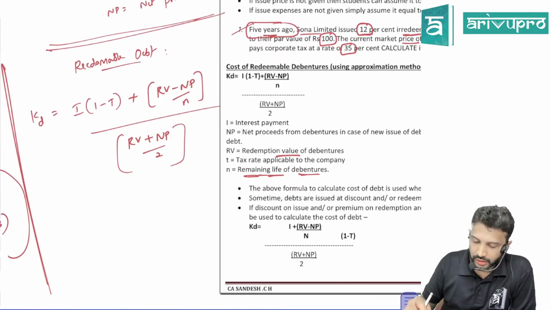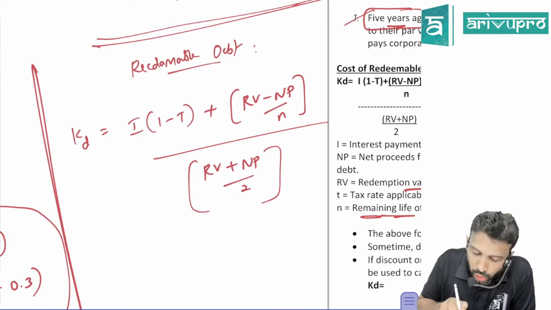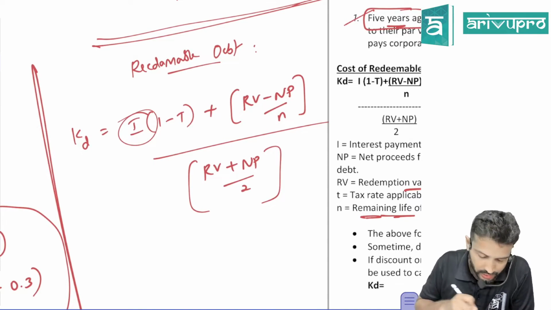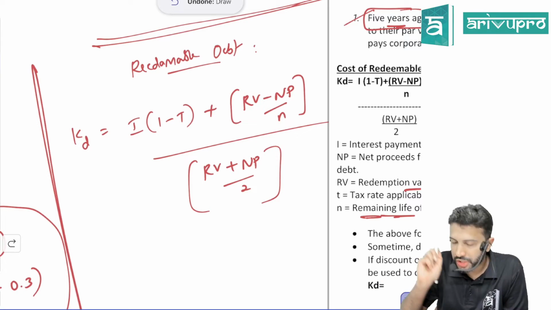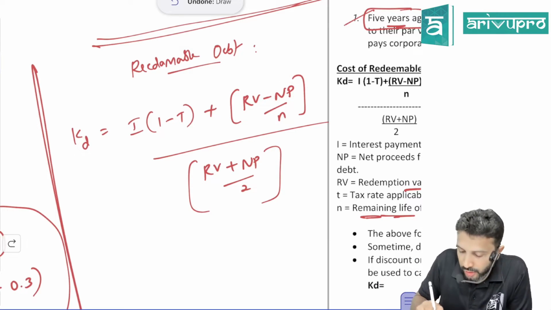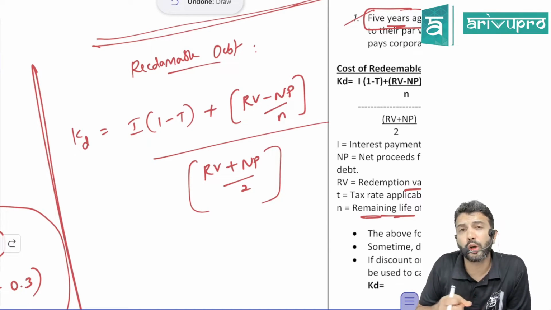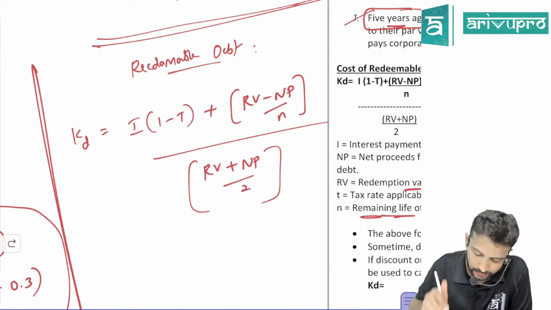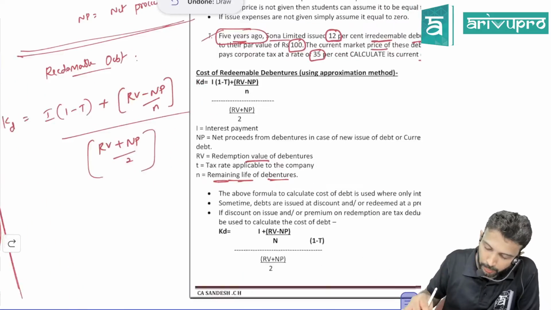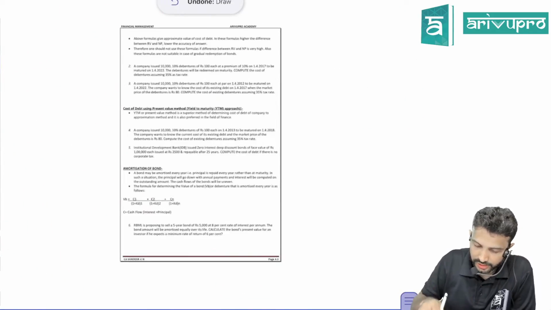Once again, what is I? Interest. T you already know, which is tax rate. RV stands for redemption value. NP for net proceeds. N is the total remaining life of that particular debt. Okay. So let's take up question number 2 and see how much of it we remember.